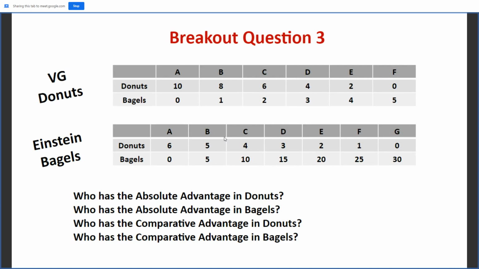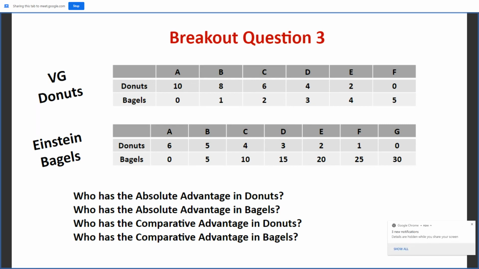And the third one's our challenge question. What we got for this one is an entire table. Let's see if we can figure out how we can compare this one out. So absolute advantage in donuts and bagels, VGs versus Einsteins.